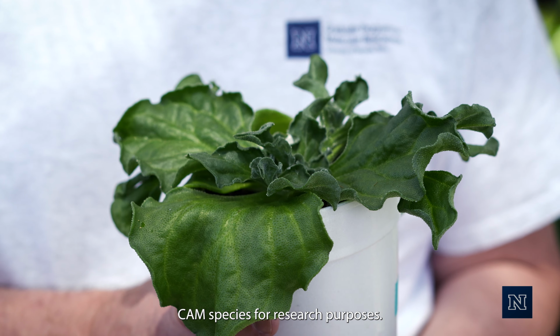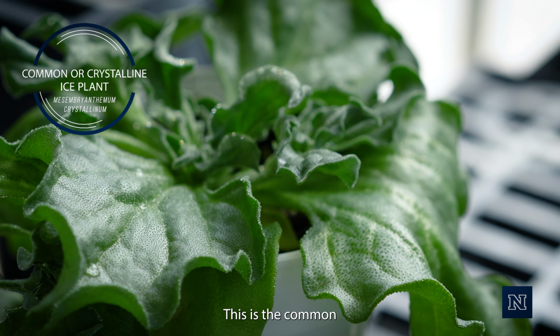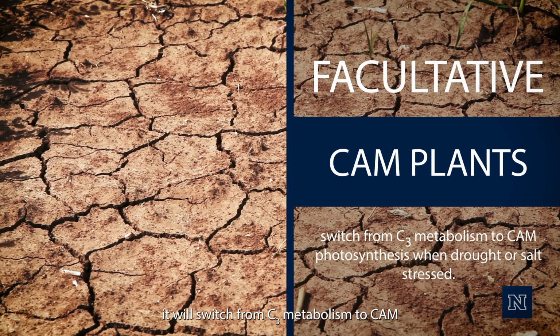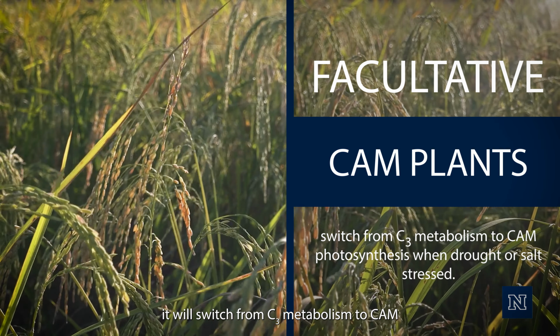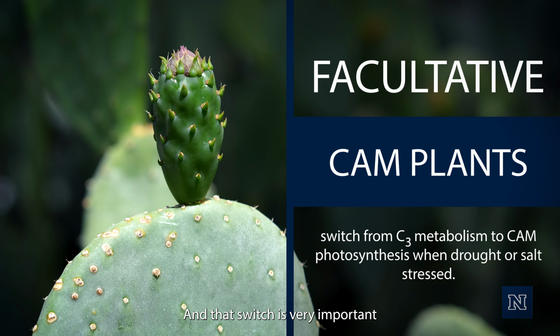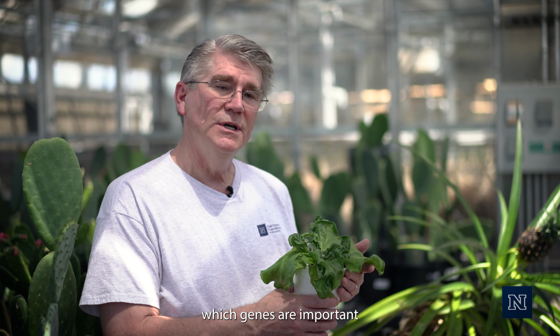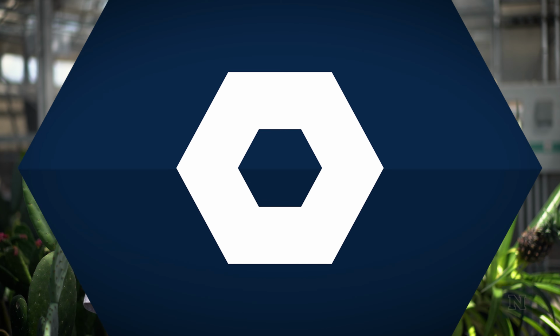In addition to the economically important CAM plant species that we've discussed, there are also important CAM species for research purposes. And what I have here is Mesembryanthemum crystallinum. This is the common or crystalline ice plant. And this is a facultative CAM plant, which means when we drought stress it or salt stress it, it will switch from C3 metabolism to CAM. And that switch is very important because it allows us to distinguish which genes are important for CAM photosynthesis. And this is important for our CAM engineering strategies.